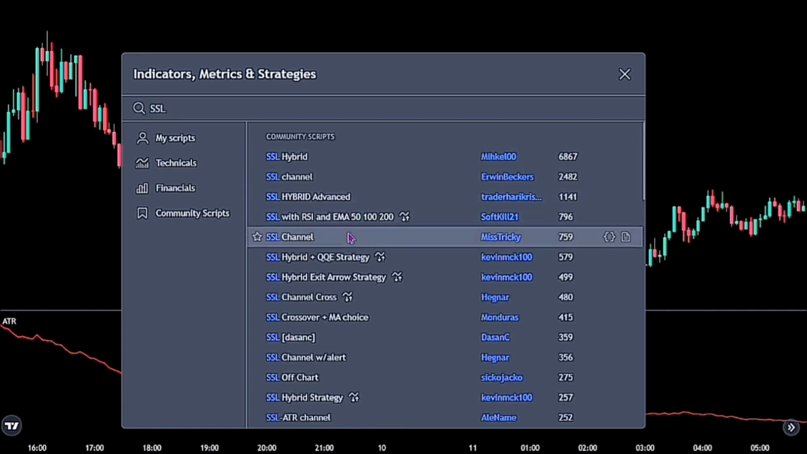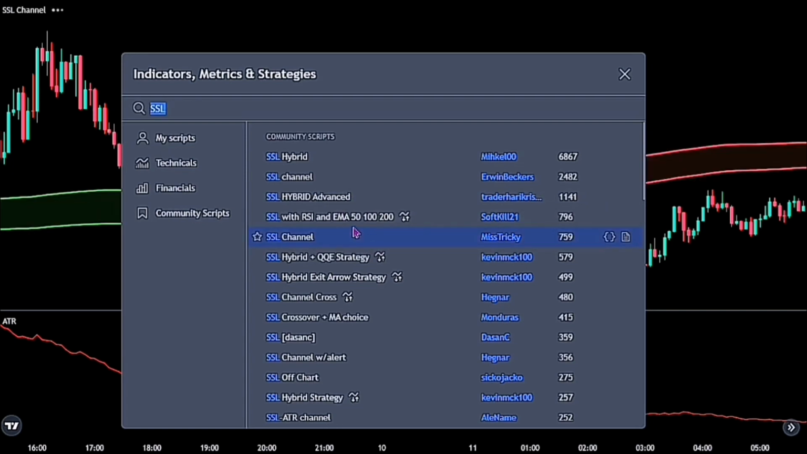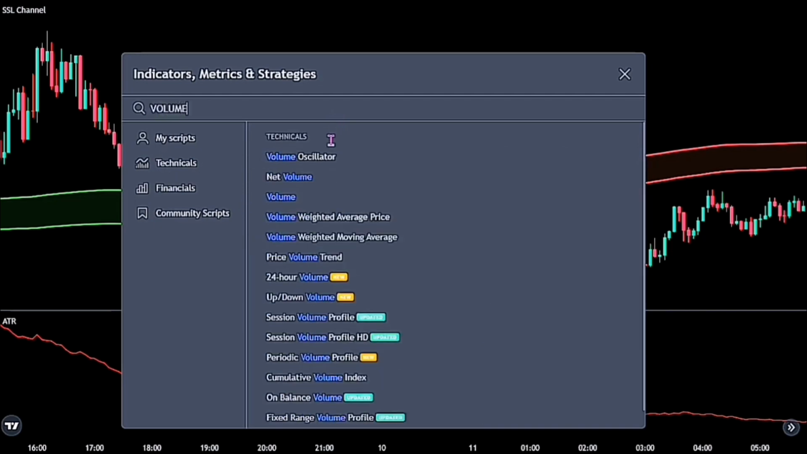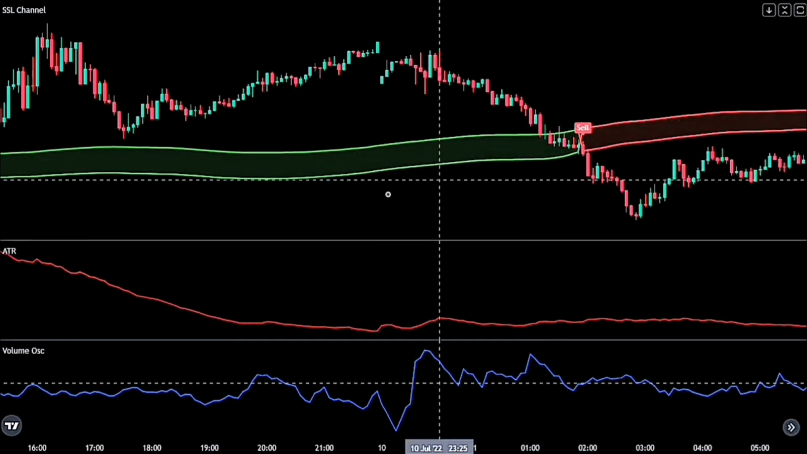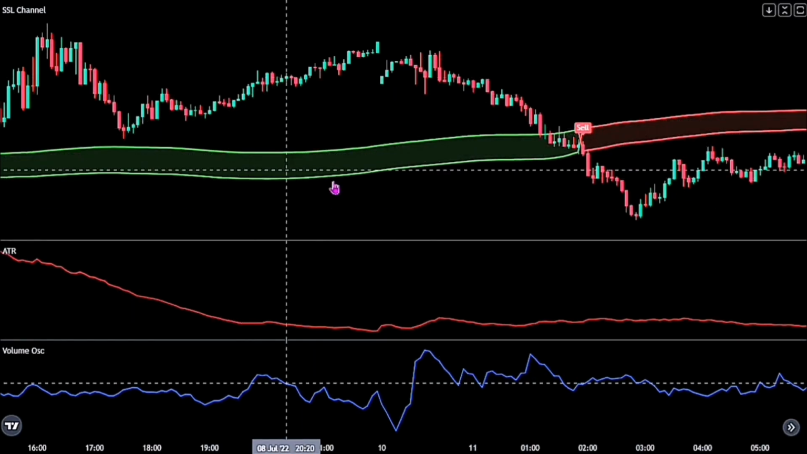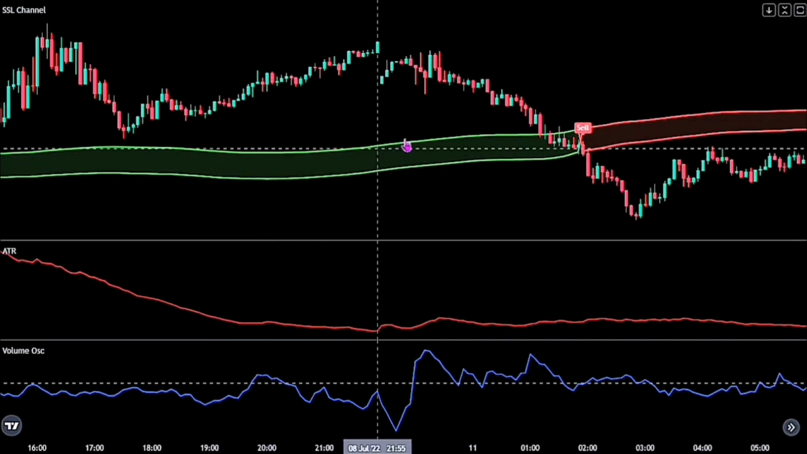The first indicator on our list will be the average true range. This is a perfect indicator. It's probably the number 1 indicator that you should have in your trading system. So the next indicator is the SSL channel. This one right here by Miss Tricky, and the last indicator will be the volume oscillator.